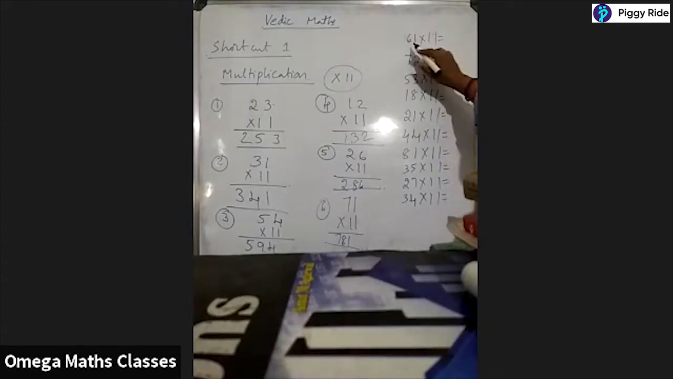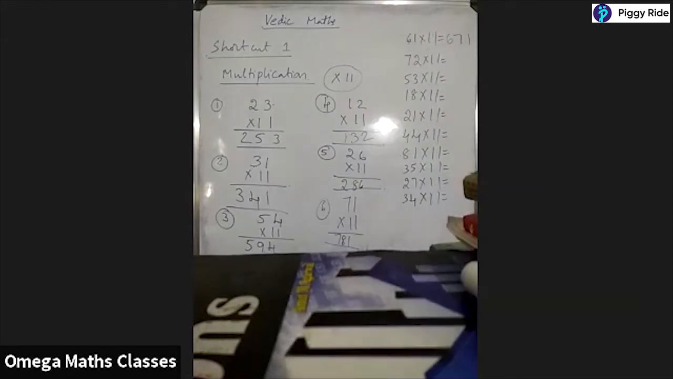Look at this problem. 61 is there, no? First number is 6. Next one is 7. Next one is 1. Like that, so 671. Okay, now don't use pen and paper. Just tell me what is the answer. First number is 6. 6 plus 1 is 7. And the last one is 1. Very simple.